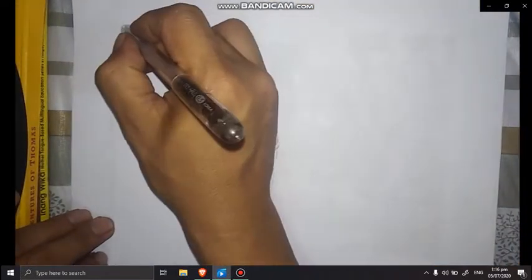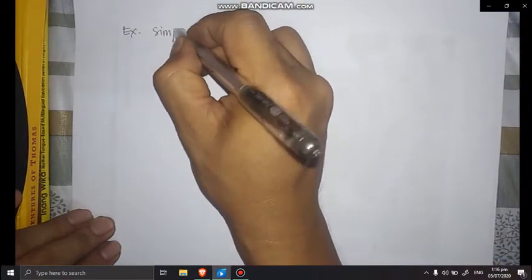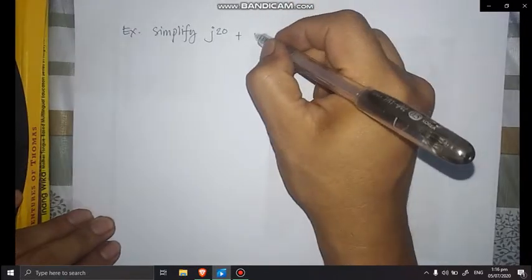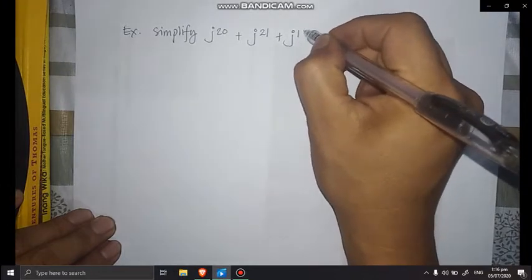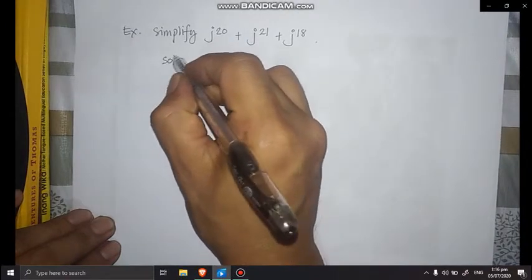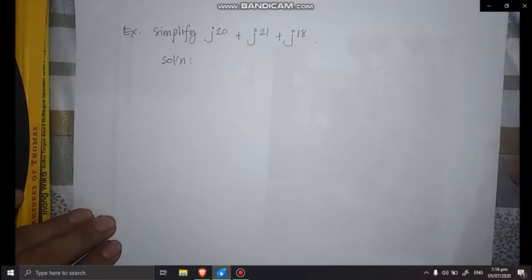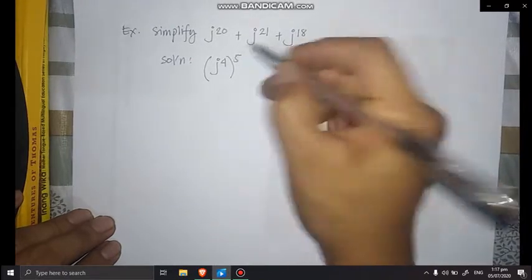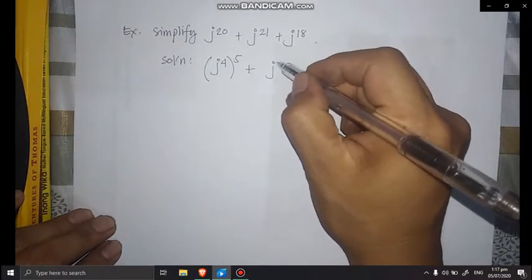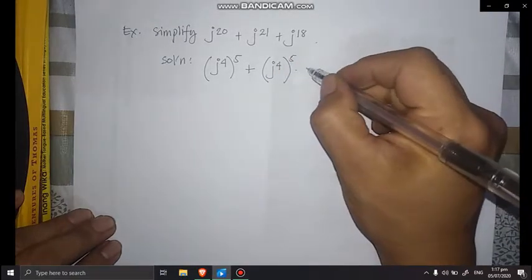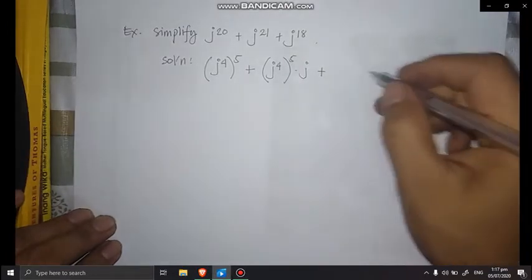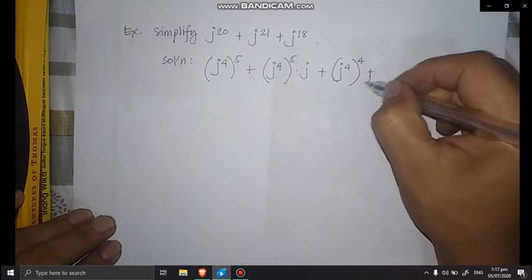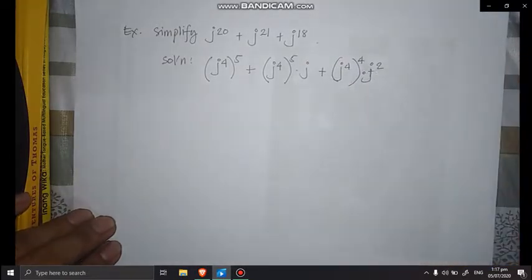Now let's have an example here. This time we are going to simplify the expression J raised to 20 plus J raised to 21 plus J raised to 18. Now what will be our solution here? Take note that we will be using the powers of J raised to 4. To make that J raised to 20, we raise J to 4 to the power of 5. J raised to 21 will become J raised to 4 raised to 5, that's 20, multiplied by J, that becomes J21, plus J18. Take note, J18 is 16, that's 4 times 4, multiplied by J squared. That becomes J raised to 18.